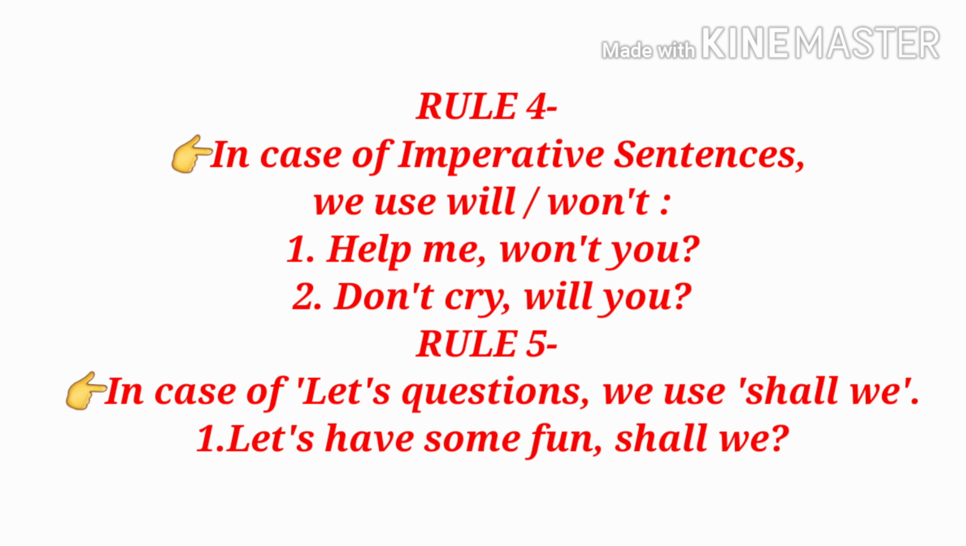So now we are moving to rule number 4. In case of imperative sentences, we use will or won't. Help me. Won't you? Don't cry. Will you? Students, all of you know what are imperative sentences. In my first video, I discussed with you. These are the sentences which are used to request, order, or to give command. So, if the sentence is imperative, then in the question tag, we use will or won't.